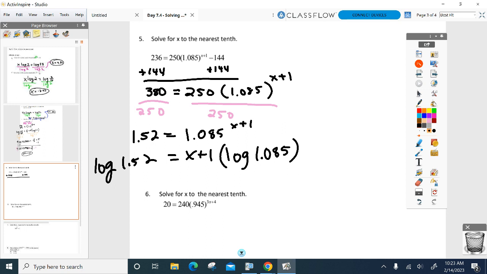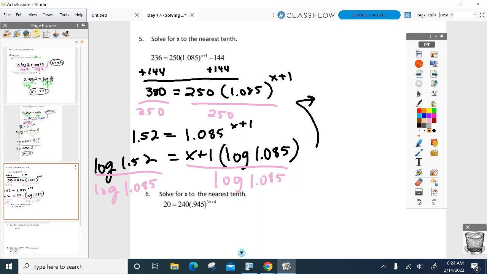And then we just talked last problem. Try to get the log out of there first. Deal with the former exponent last. So divide by log 1.085, another decimal, which we don't round.